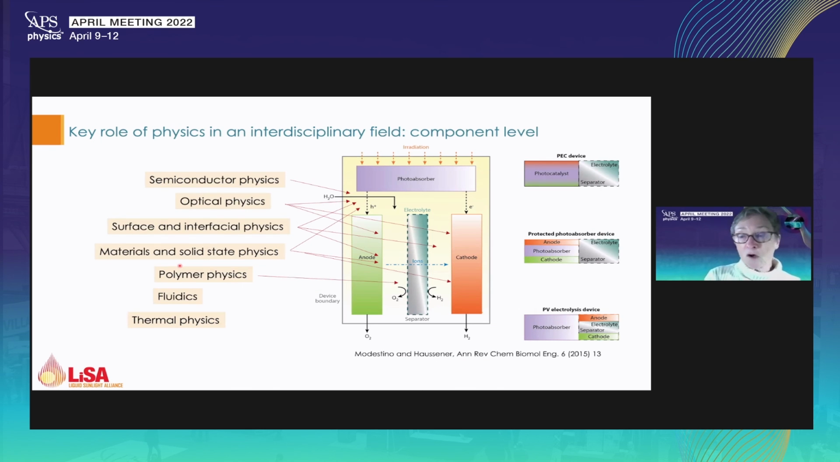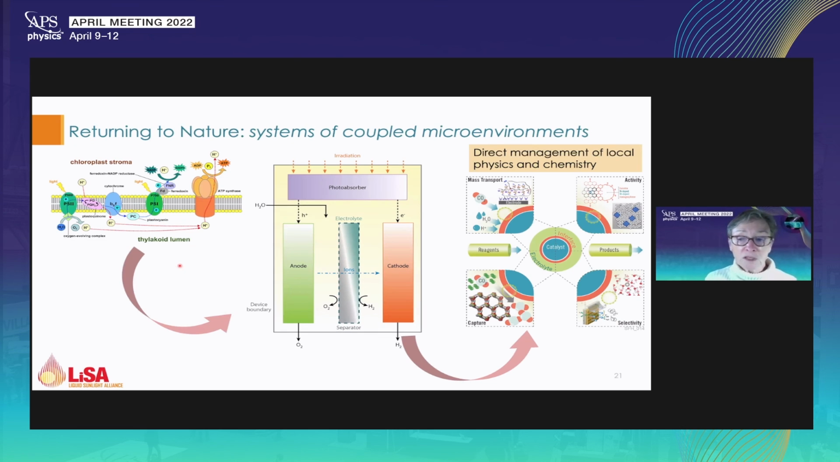So I've tried to lay out some areas where semiconductor physics, optical physics, surface interfacial physics, and polymer physics are important to the function of artificial systems. I just want to leave you with the thought that this ties back to what Dan said, that going from here to these very simple constructs at the component level is really not where we want to be. We're not getting the efficiency, we're not getting the performance that we really need, and there's a lot of underlying instabilities we have to deal with.